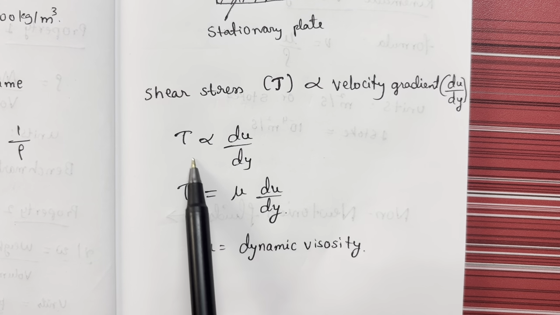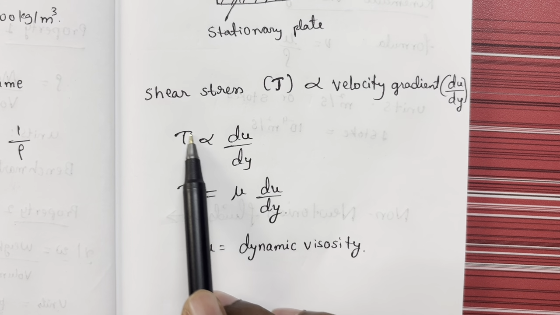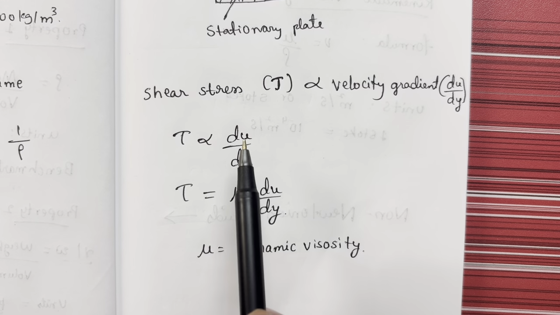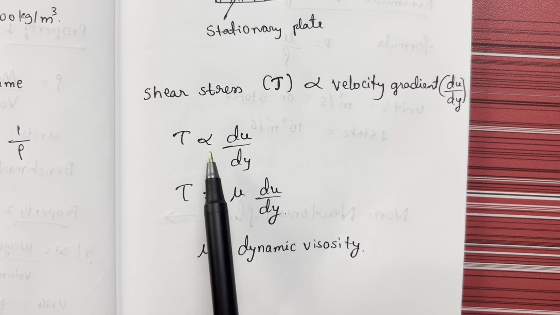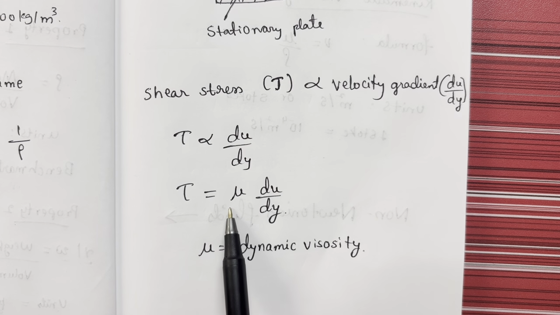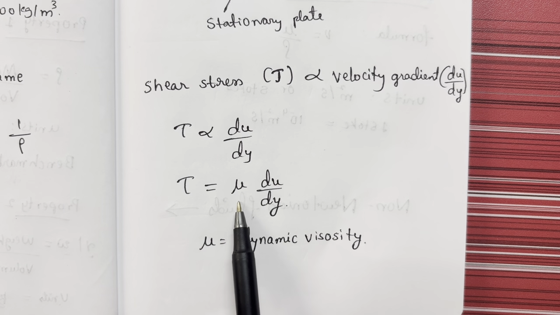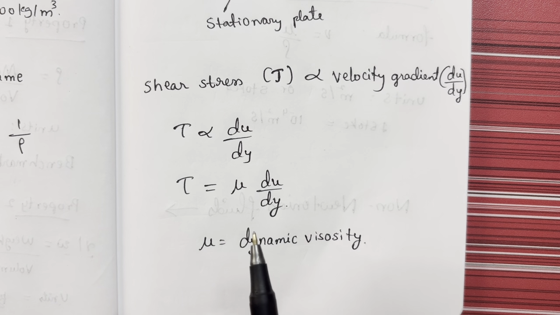And what Newton observed was that the shear stress is directly proportional to the velocity gradient. Let's write: the shear stress is directly proportional to du by dy, which is the velocity gradient. If we remove this proportionality and put a constant as mu, that is called dynamic viscosity.